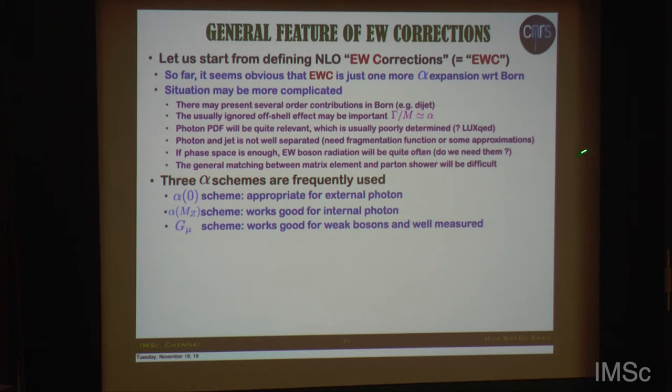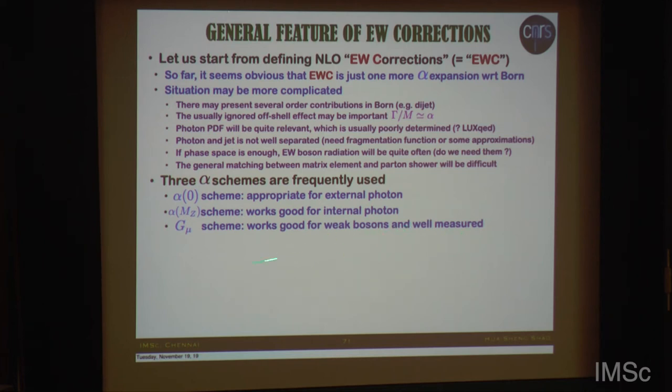So in electroweak, there's not just a QCD-like correction. There actually are also different schemes to normalize your couplings. And the widely used one is the alpha zero scheme. Actually, they have both advantages and disadvantages, okay? So the alpha zero scheme is appropriate for an external photon, in particular an external final-state photon, okay? And the alpha MZ scheme works well for the internal photon, okay? And the GMU scheme works well for the weak bosons, and the W mass value is also measured in the GMU scheme. Okay, so that just means things would be a bit complicated if you have some process involving both weak bosons and photons in the final state, right? And how do you do it?